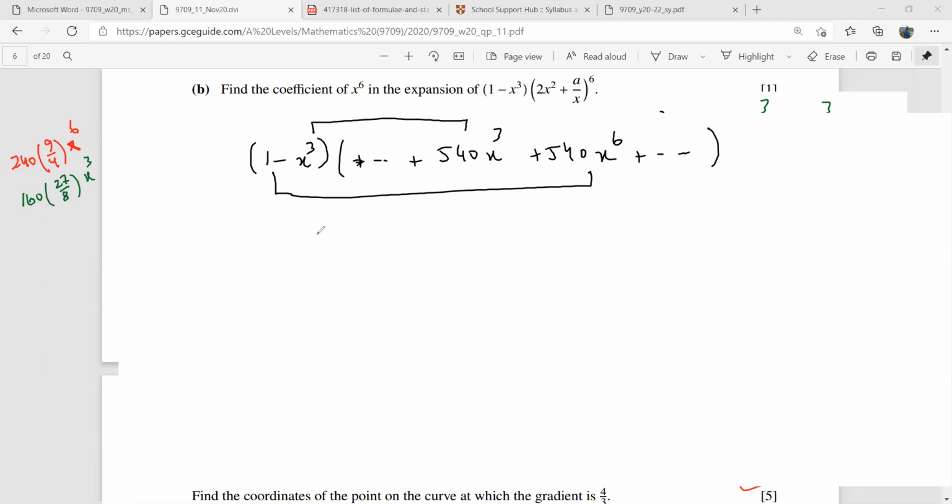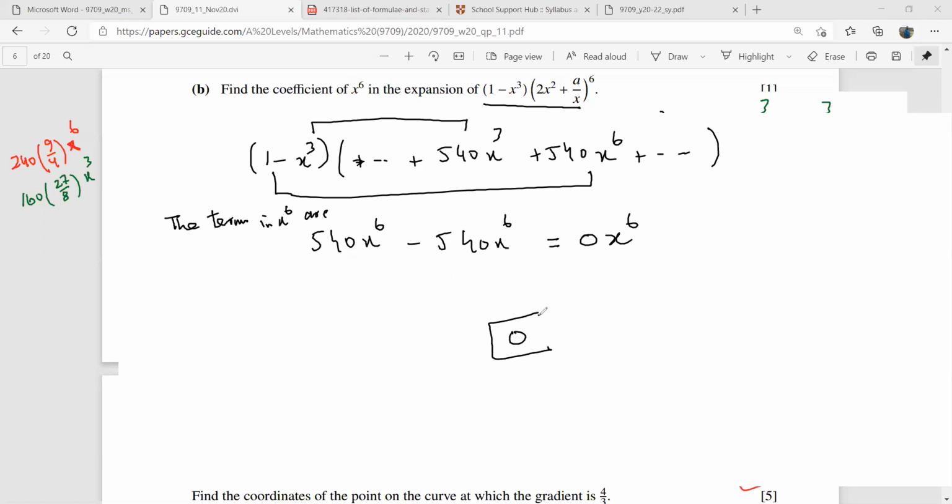So that is going to be 540x⁶ − 540x⁶. I should mention here the terms in x⁶, because the expansion of all of this cannot be just these two terms over here. So that is equal to 0x⁶. So the coefficient is going to be 0. Let's check the answer.